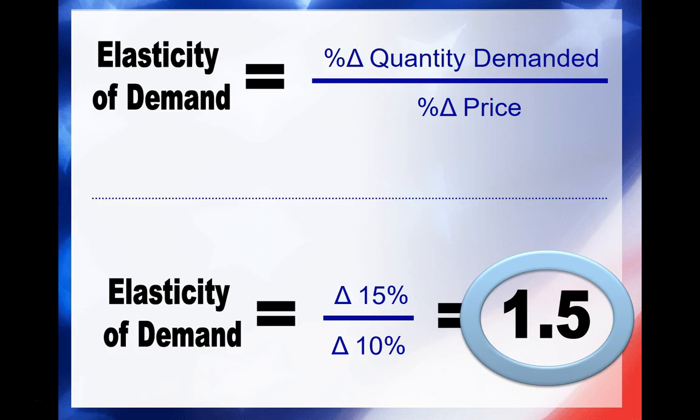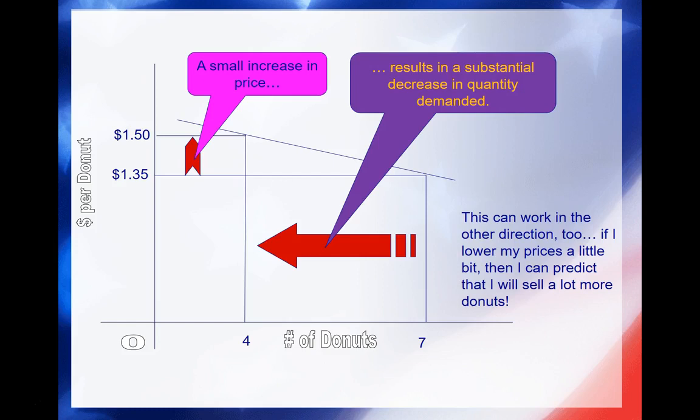They're a luxury item. The demand curve for luxury items, for elastic items, would be more flat. The greater the flatness, the greater the elasticity of an item. So when you see that there's a very small increase in price and a very substantial decrease in quantity demanded, you'll know that that item is a very elastic item. These are luxury items, cruises and cars and stuff like that. Now it can work the other way too. If I lower my prices a little bit, I can predict that I'm going to sell a whole lot more product.